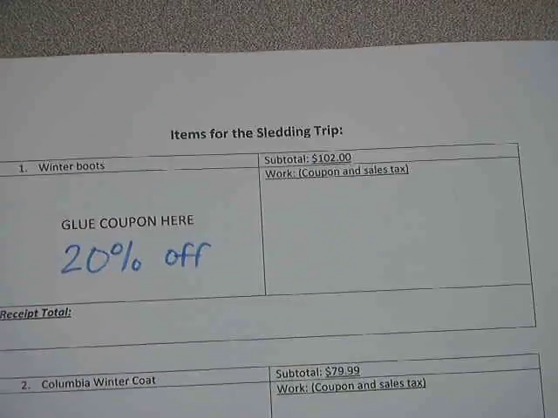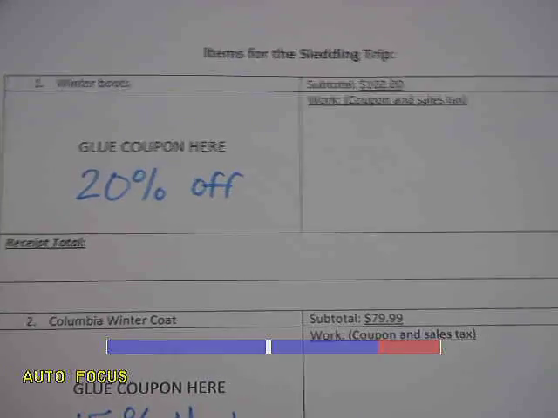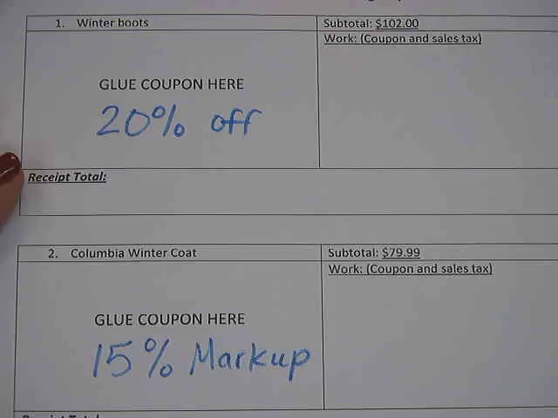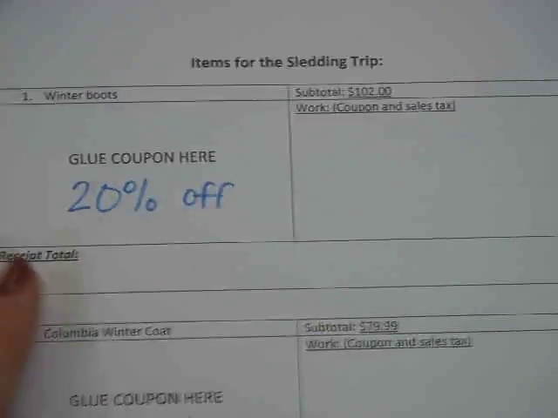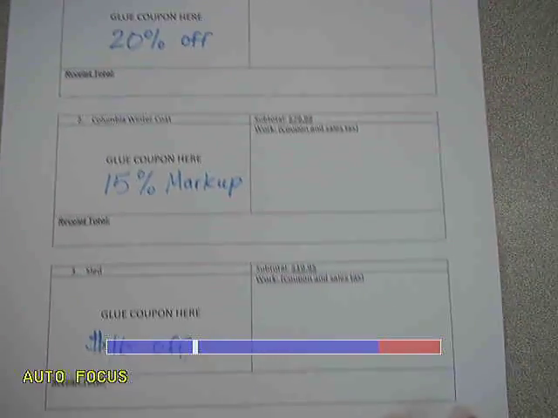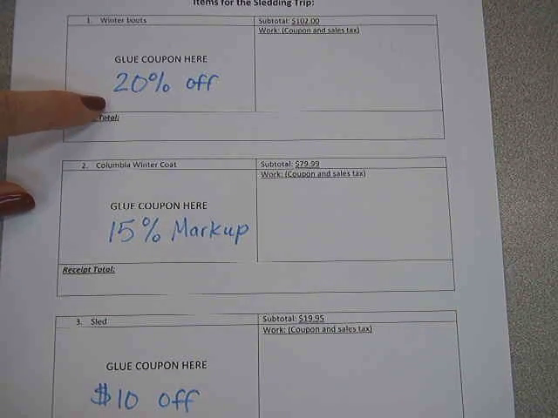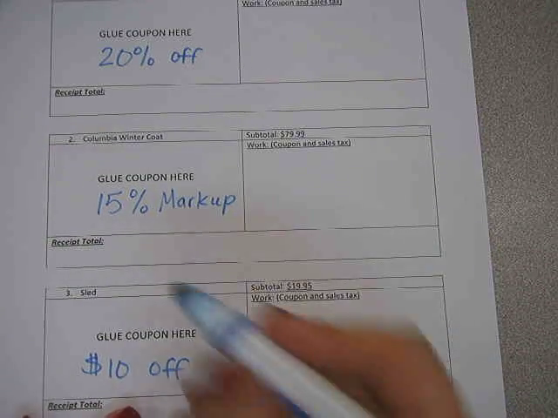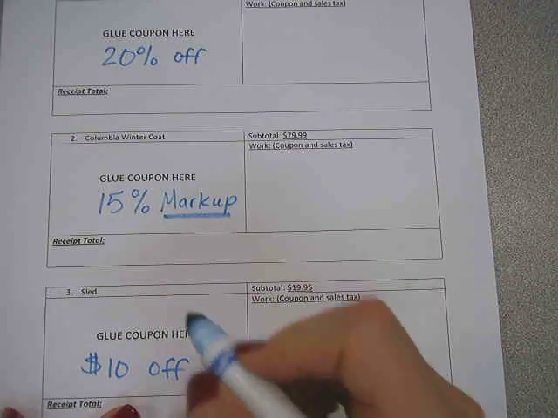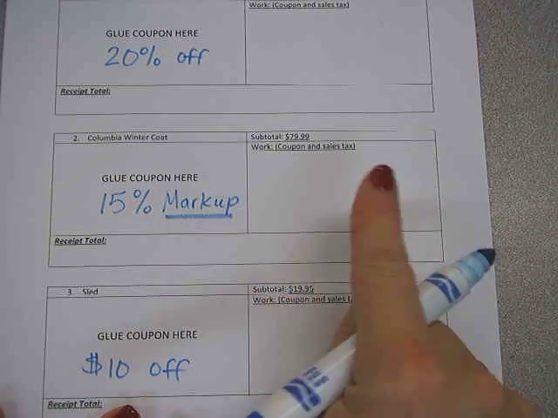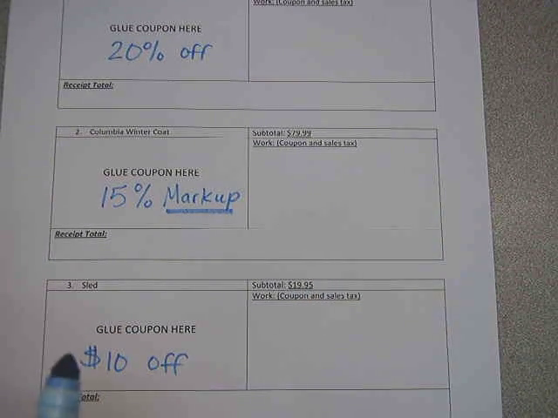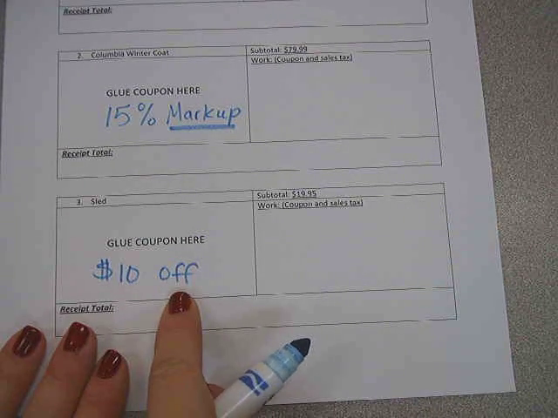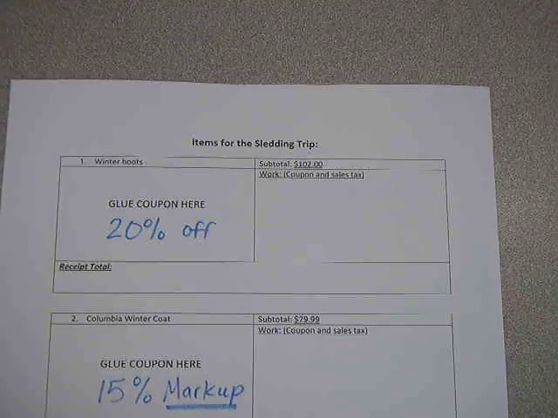All right, then if you turn this over, the project that you're going to get in a little bit will actually have some coupons that you need to choose, and you've got to apply the coupons to various items. So if you can go through and just write in the 3 coupons. So we're going to say the winter boots are 20% off. The Columbia winter coat is a 15% markup. Now I know that's not a coupon. A markup is adding on to this, but I think it's really good practice getting ready for the exam. And then the sled is just plain $10 off. Okay, so we're going to do each of those.